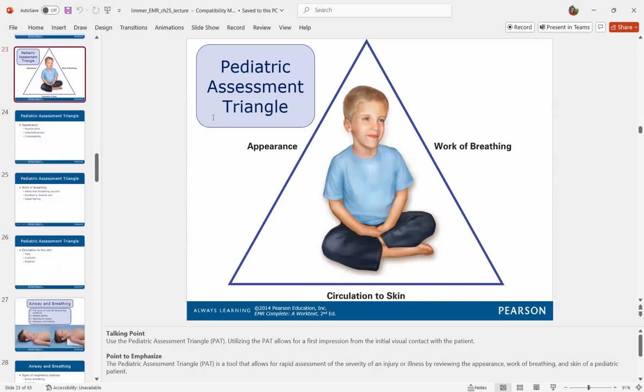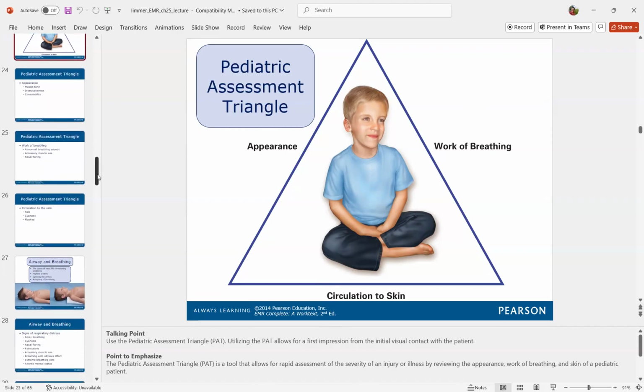So this uses their appearance. How do they look? Are they awake, alert? Are they sitting, leaning forward, drooling? Are they laying in bed, not moving? Their work of breathing, and the circulation to skin. So how do they look? How are they breathing? What does their skin color look like? Are they normal color? Are they pale, blue?